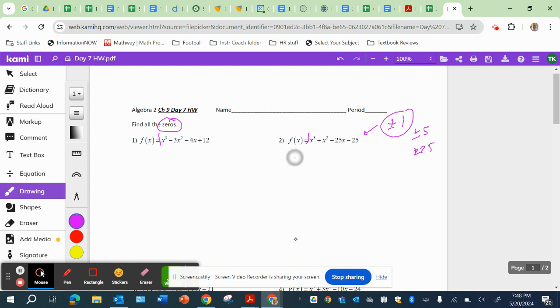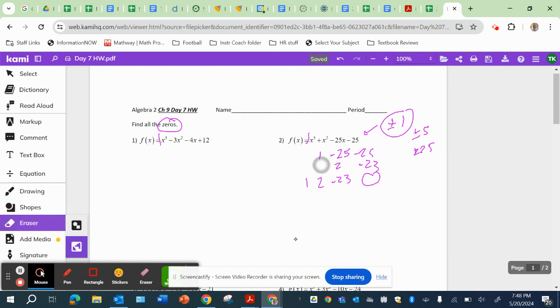And so then you just do synthetic division, starting with 1. And so then I write my factors 1, 1, -25, -25, and do synthetic division. And if you get a 0 here, then that's a factor. So it's not a factor. So you try a different one. I tried -1.